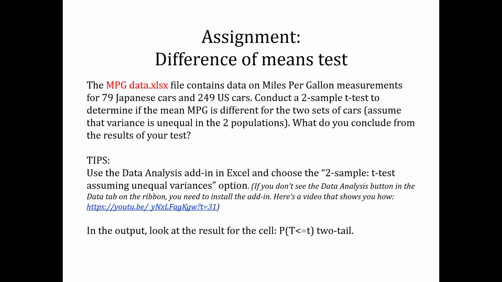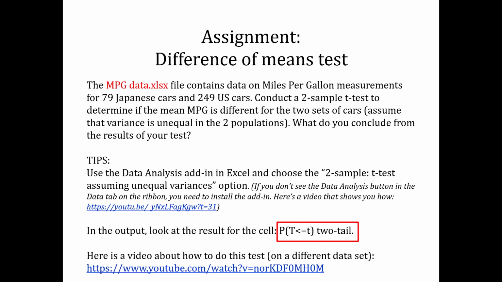Here are some tips that can help you with this assignment. Use the data analysis add-in for Excel and choose the two-sample t-test assuming unequal variances option. In the output, look at the p-value for the two-tailed test. If you like, you can view a video on how to do this test in Excel.